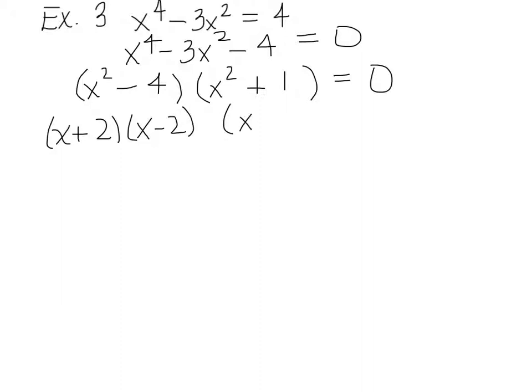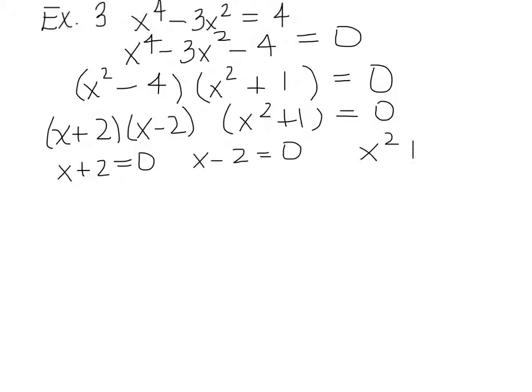Because it's a perfect square. And then I'll set each of my factors equal to 0. This one, and this one. So here x gives me negative 2. Here x gives me positive 2.